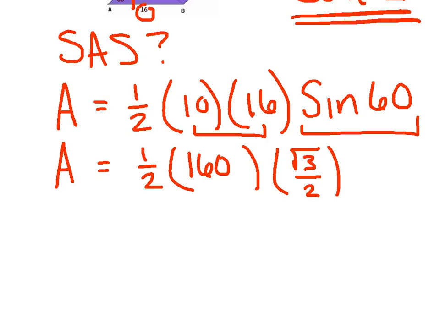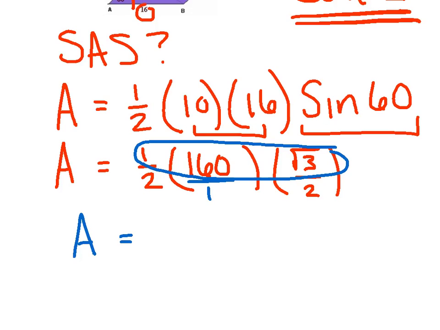I know some of you find this hard to believe, but it's actually easier if every term's a fraction. So I'm going to put my 160 over 1. Okay, and I'm just going to multiply the tops together. So 1 times 160 times radical 3 is 160 radical 3, times the bottom, 2 times 1 times 2 is 4. Now, take note, this is the formula for area of a triangle.